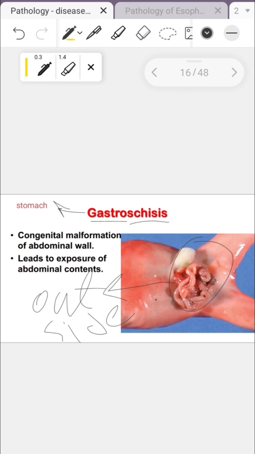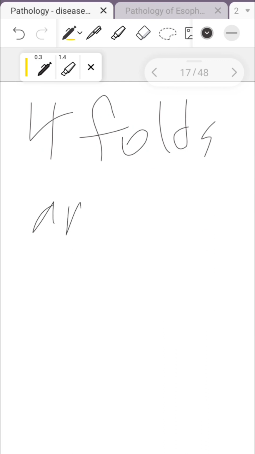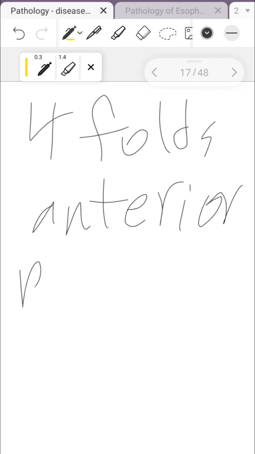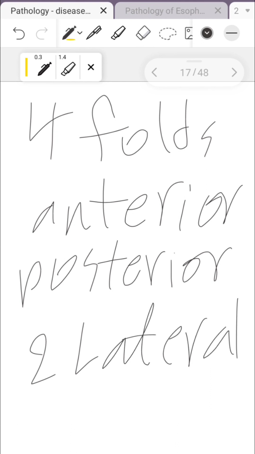Okay, there are four folds, one anterior, one posterior and two lateral folds during embryological life. These folds fail to fuse together, so there is a defect in the anterior part, resulting in protrusion of the abdominal viscera.